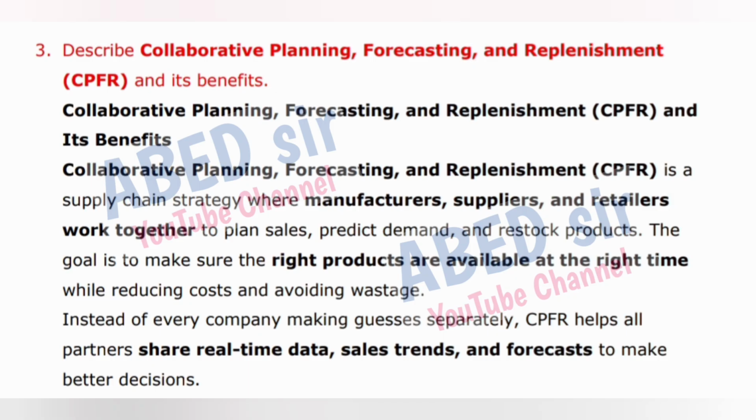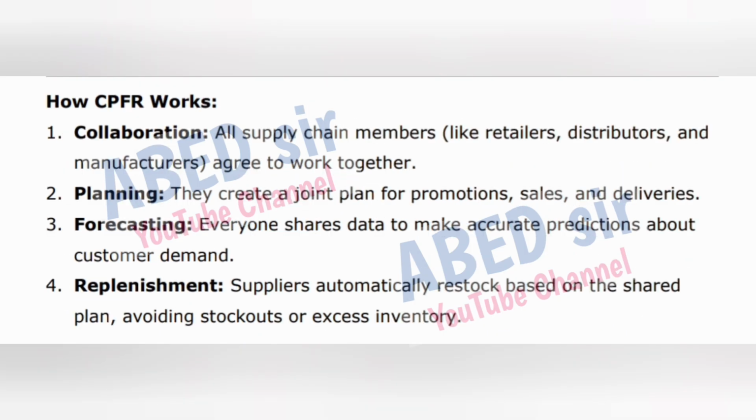Collaborative planning, forecasting, and replenishment, CPFR, is a supply chain strategy where manufacturers, suppliers, and retailers work together to plan sales, predict demand, and restock products. The goal is to make sure the right products are available at the right time while reducing costs and avoiding wastage. Instead of every company making guesses separately, CPFR helps all partners share real-time data, sales trends, and forecasts to make better decisions. How CPFR works?